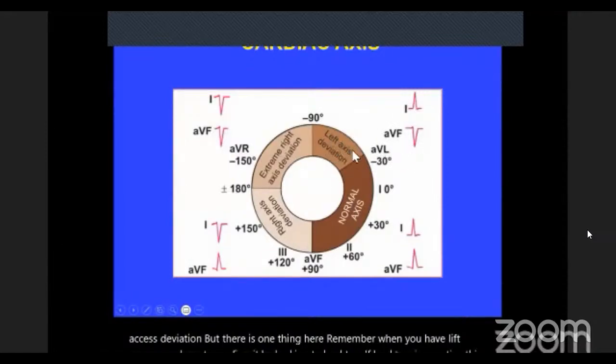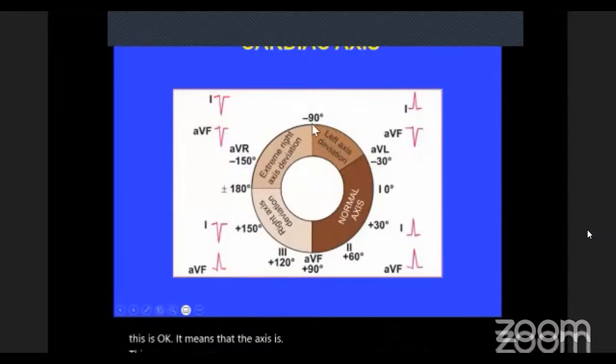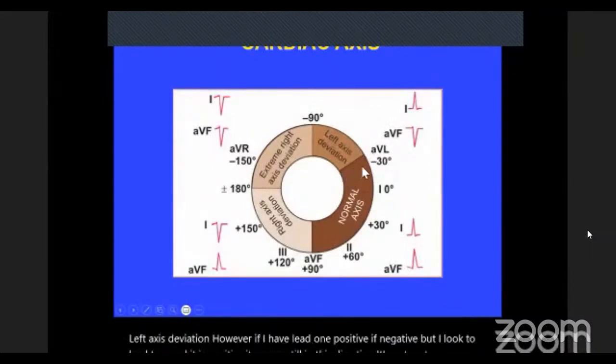It means that the axis is in this range between -30 to -90, left axis deviation. However, if I have lead 1 positive, AVF negative, but I look to lead 2 and it is positive, it means it's still in this direction. It's not up to the left, it's still within the normal range. So in that case, we say no, still normal axis. So this is the only exception. If lead 2 is positive, even if lead 1 is positive and AVF is negative, the axis is still within the normal range.